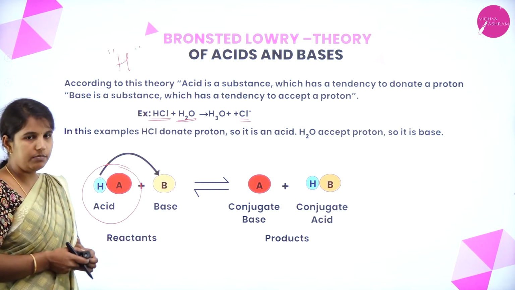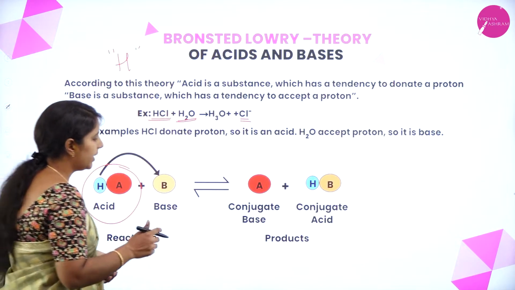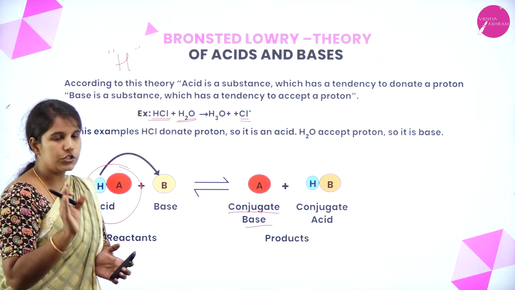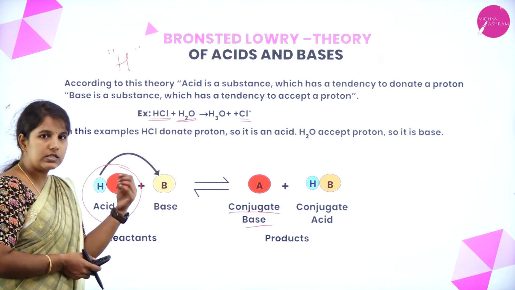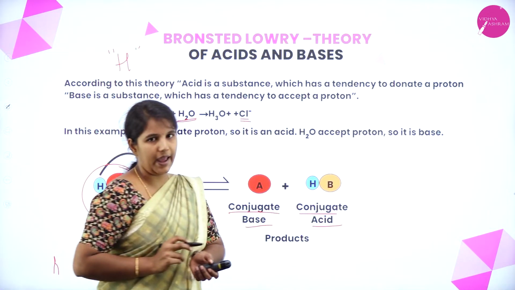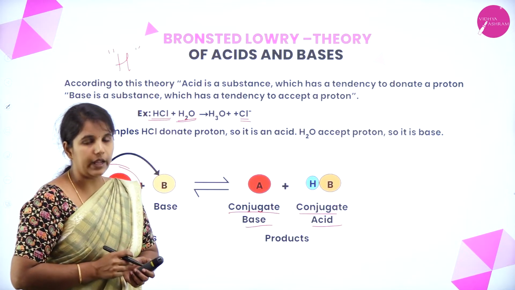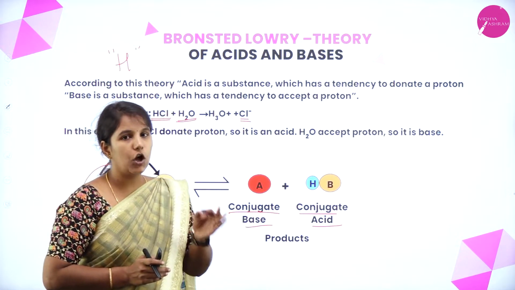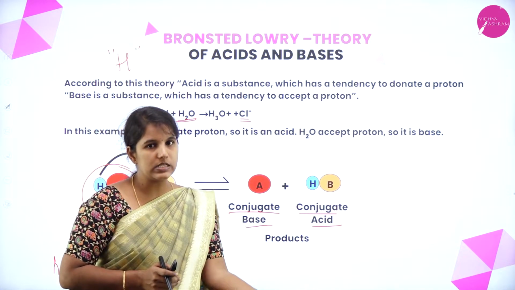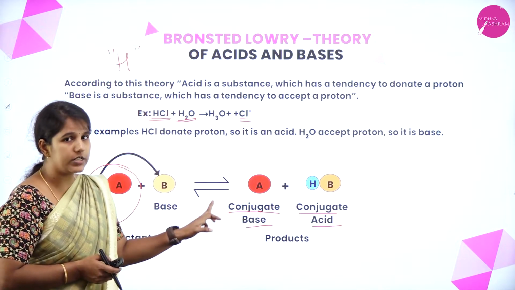And according to him, when an acid loses one of its protons, it becomes what? Conjugate base. What does he call it? It becomes the conjugate base. When the substance accepts the proton, it becomes what? Conjugate acid. So this theory was given by whom? Bronsted-Lowry. It talks about acids and bases, where an acid is a substance which donates the proton, whereas a base is a substance which can accept the proton. When the substance donates the proton, it becomes a conjugate base.